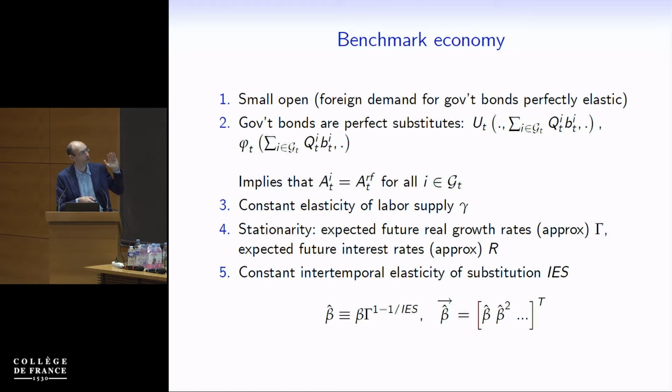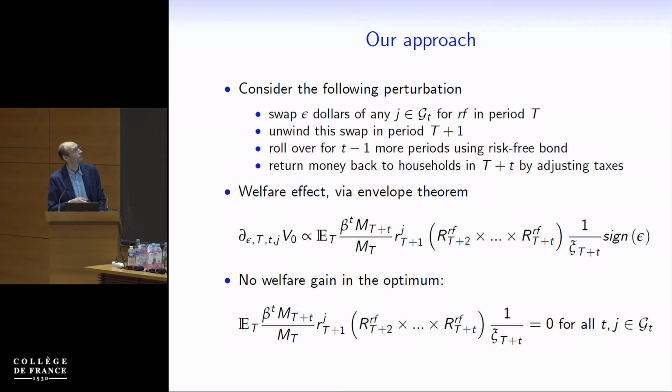Other than that, we have constant elasticity of labor supply, and we'll think of a stationary economy where all the expected future growth rates are approximately gamma at all durations, expected future interest rates are approximately R, and so beta hat, and constant intertemporal elasticity of substitution. So beta hat for us will be beta times the growth rate of the economy to the power of minus 1 over the IES. Basically, if the IES is equal to 1, beta hat will be equal to 1. The beta hat vector will be just a vector of betas, which will be used in intertemporal weighting.